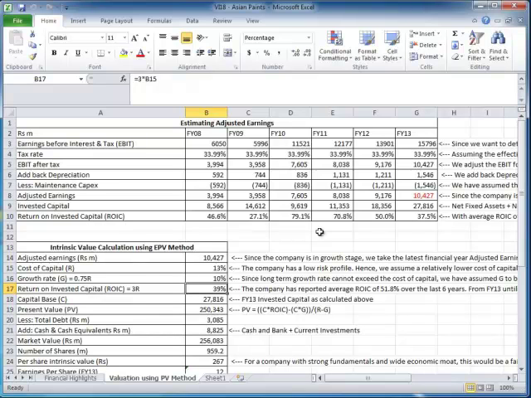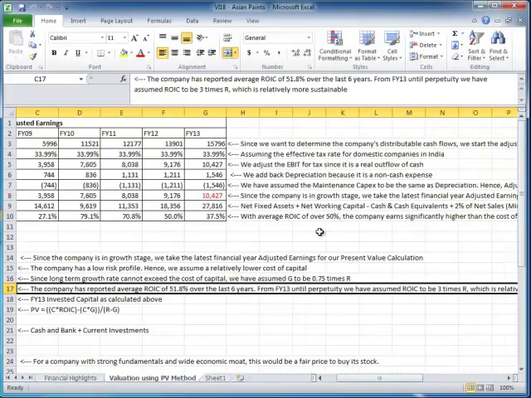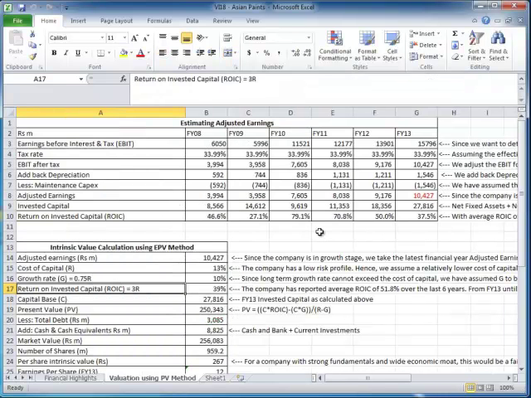Then we get the return on invested capital, and this we have as 39%. The company has reported an average ROIC of 51.8% over the last 6 years. From fiscal year 13 until perpetuity, so into the indefinite future, we assume ROIC to be 3 times r, which is relatively more sustainable, right? So we've just taken 3 times the cost of capital to be the return on invested capital, and this is close to the fiscal year 2013 ROIC. We know that these earlier numbers may not be sustainable over the long run, so we want something that appears to be more sustainable.